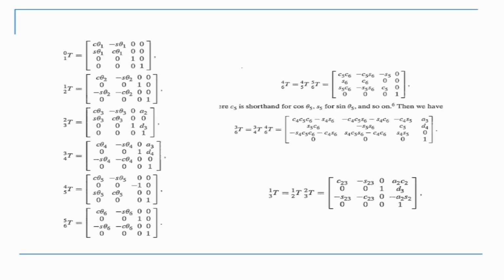Something to note here is that T06 is made up of 6 matrices: T01 into T1 to 2 into T2 to 3 into T3 to 4 into T4 to 5 into T5 to 6.